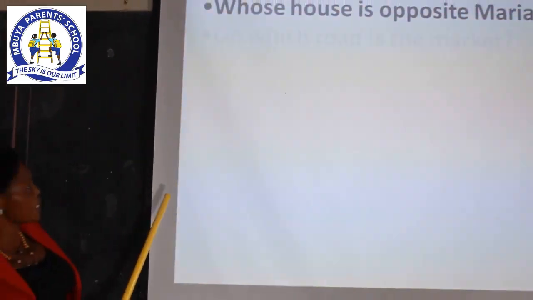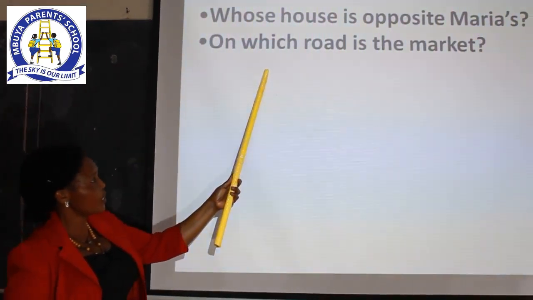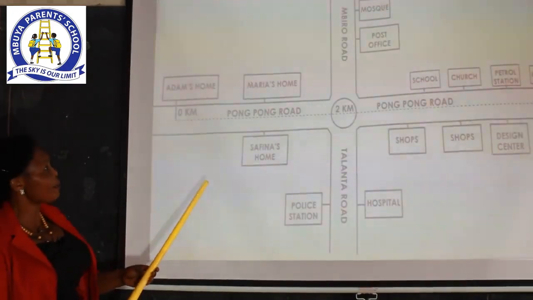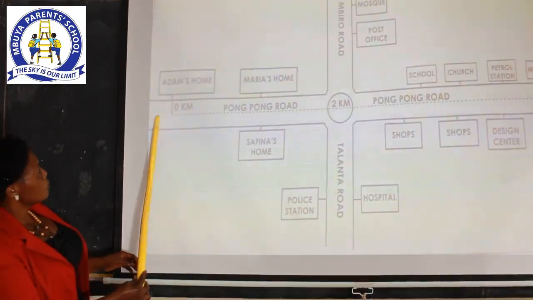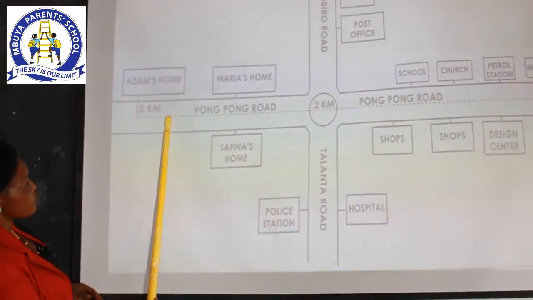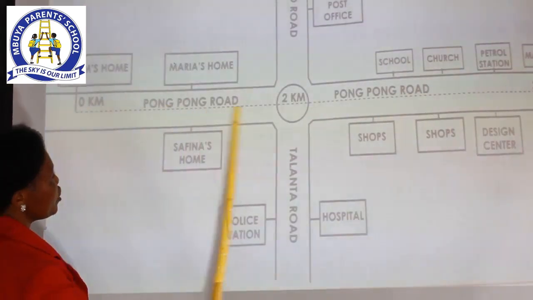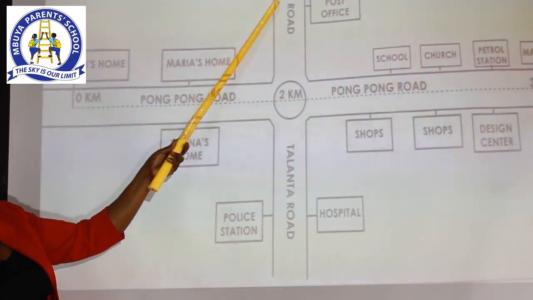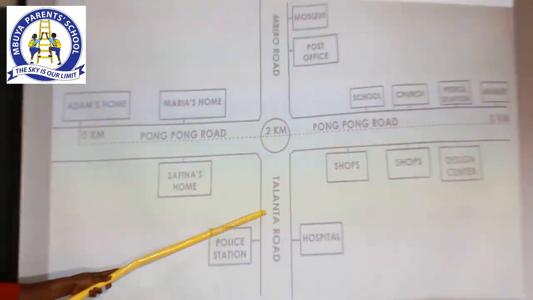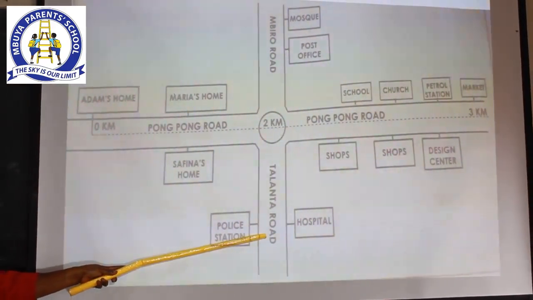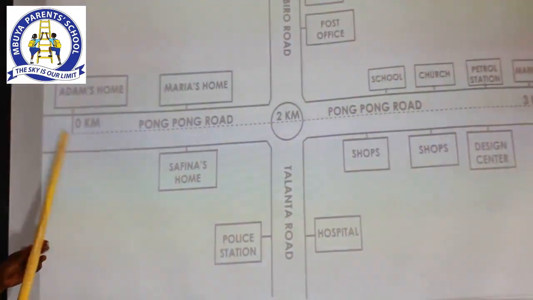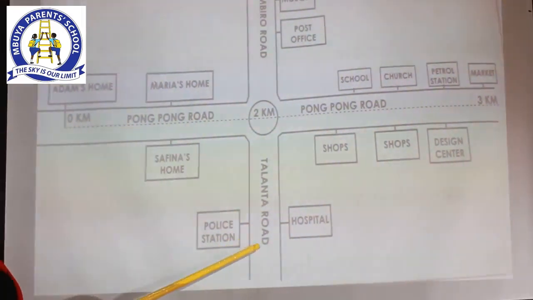Question 2 says, on which road is the market? Let us try to see the roads on our map. This road here we are seeing, this is Pong Pong Road. There is another road here. This is Mbiro Road. And there is another road here which is Talanta Road. So we have 3 roads here, Pong Pong, Mbiro Road, and then Talanta Road.